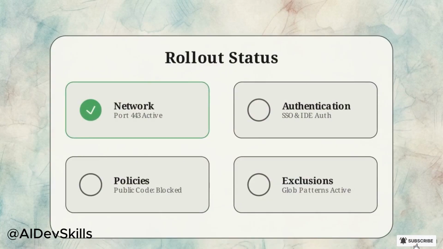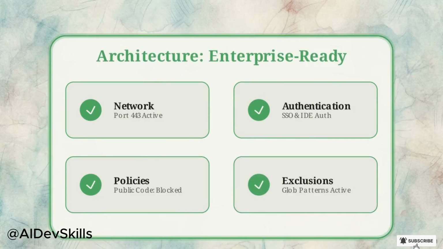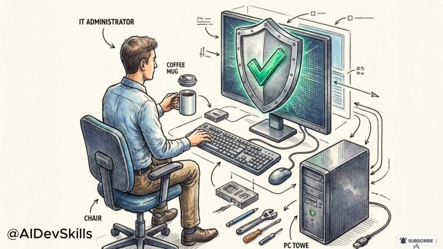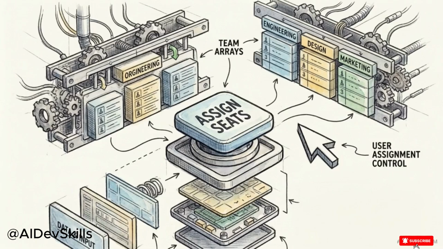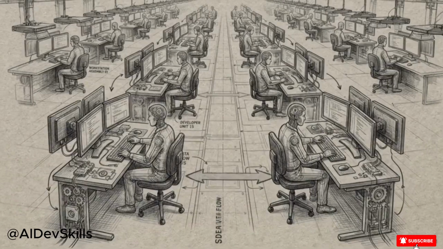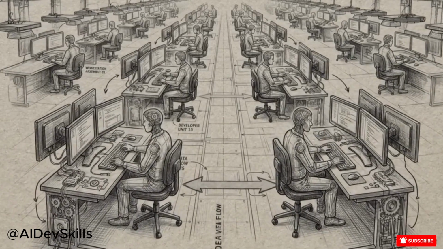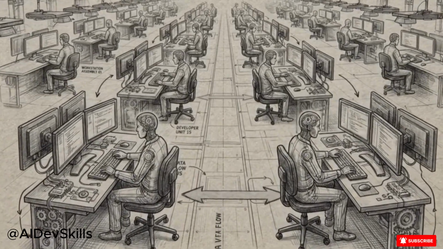The network is configured, authentication is unified, policies are active, and your sensitive files are excluded. You have successfully built a secure, enterprise-ready environment for GitHub Copilot. You are now ready to assign your first batch of seats. Monitor your audit logs next week to track adoption metrics as you begin scaling AI across your organization.